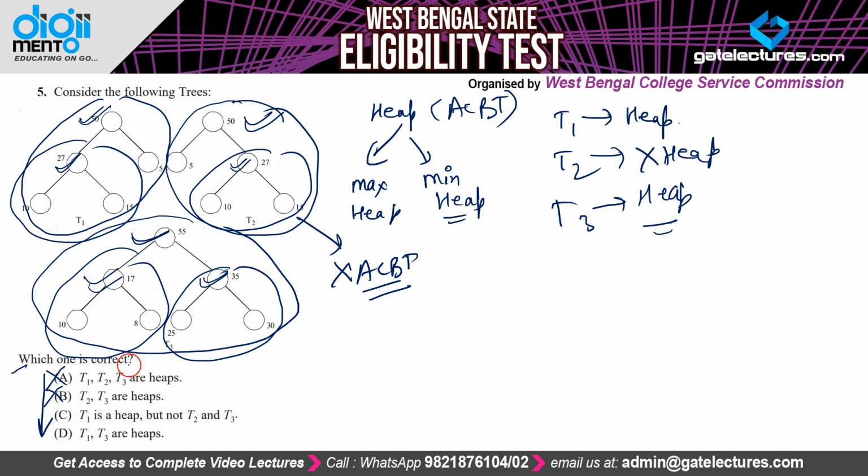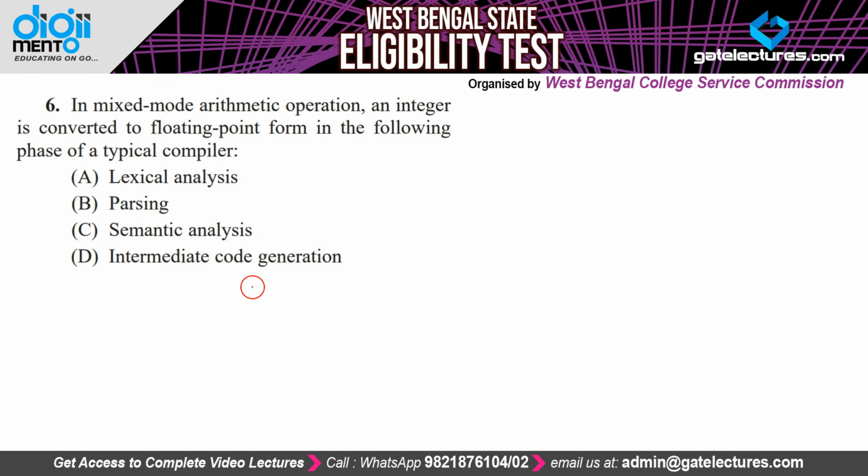Option number B is also wrong because T2 is not a heap. Option number C is wrong because T3 is representing a heap. Option number D is correct because T1 and T3, both of them are representing the heaps. Okay, so option number 3 is correct here. I hope that you understood this one. Let us look at the next one.